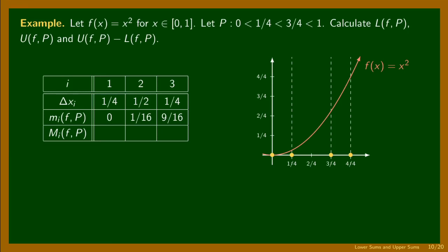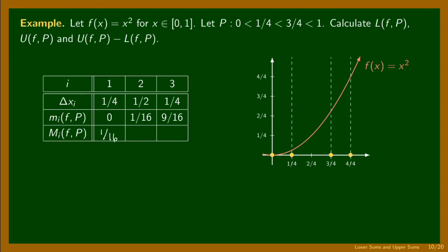Okay. On the other hand, again, because our function is strictly increasing on the interval from 0 to 1, our supremum, or in this case maximum since the function is continuous, will be achieved at the right endpoint. So, for example, in the first subinterval, it can be achieved at the point 1/4. So, f of 1/4 is 1/16. Put 1/16 here.